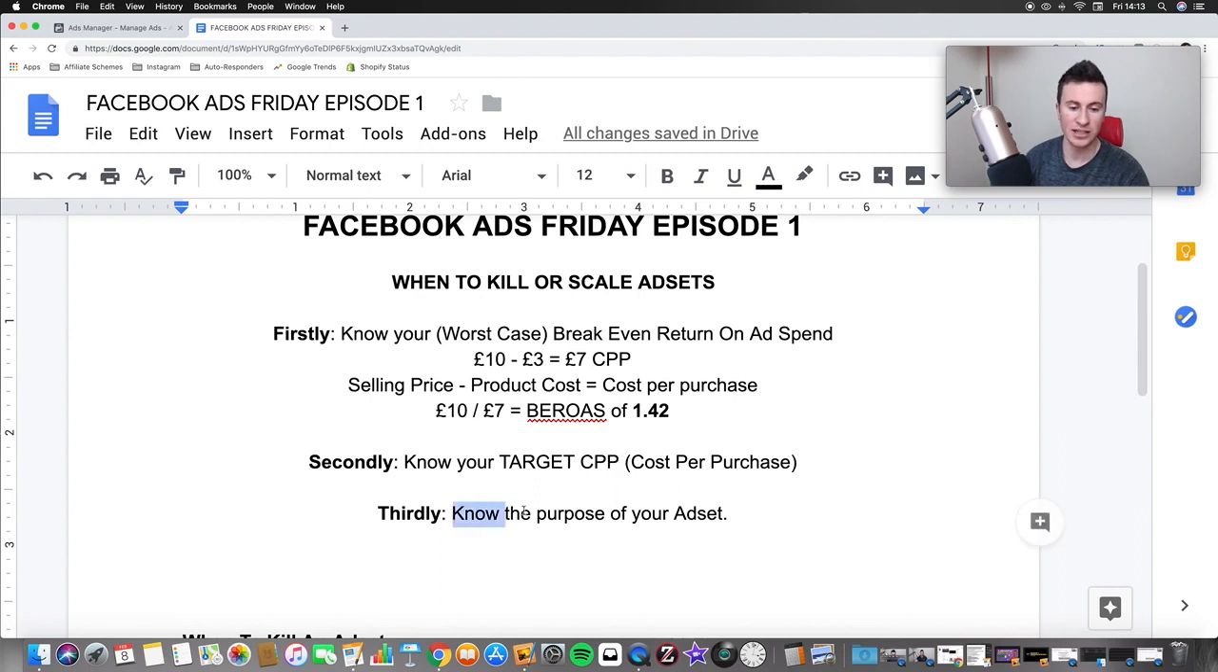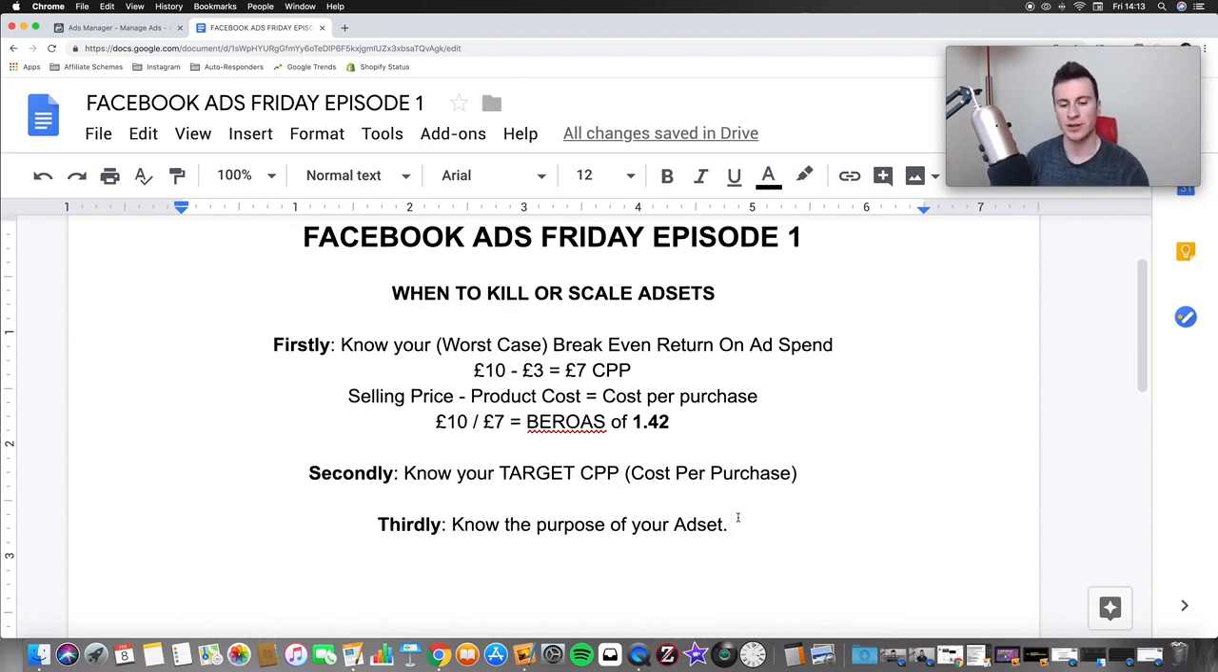Thirdly, you need to know the purpose of your ad set. If you're running traffic, a purchase ad set, or a PPE campaign, then the purpose of the ad sets is completely different, so you have to gauge the results differently. For example, if you're running a PPE campaign, you're not going to base that on your cost per purchase. You wouldn't compare that against a WC campaign. It just doesn't work like that.